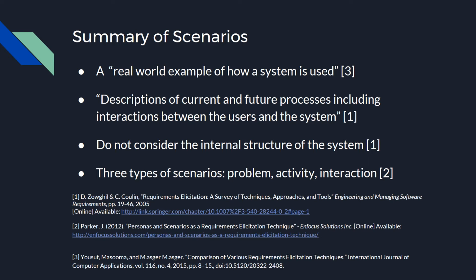There are three different types of scenarios. These three types of scenarios are problem scenarios, activity scenarios, and interaction scenarios. So when looking at problem scenarios, these type of scenarios describe problems encountered in performing the user's work. So what went wrong when they were trying to do what they were supposed to be doing. And activity scenarios describe how users perform their daily work. And then interaction scenarios describe how users are interacting with the system.